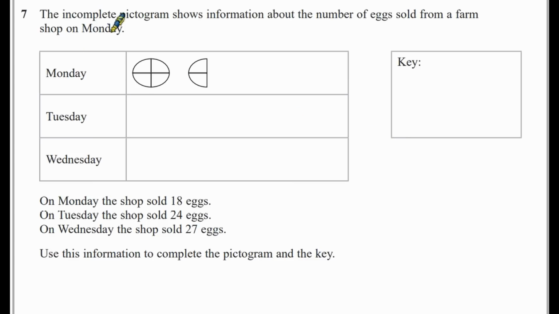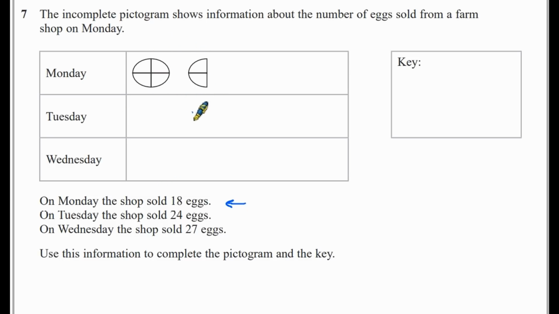Question 7. The incomplete pictogram shows information about the number of eggs sold from a farm shop on a Monday. So here we have a pictogram. We have some symbols representing the number of eggs sold on a Monday and a key, which has nothing in it at the moment. So we're asked to use the information to complete the pictogram and the key. So what do we know? We know on Monday there were 18 eggs sold. Therefore, these symbols here represent the 18 eggs.